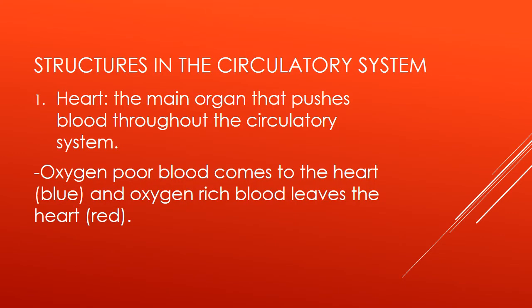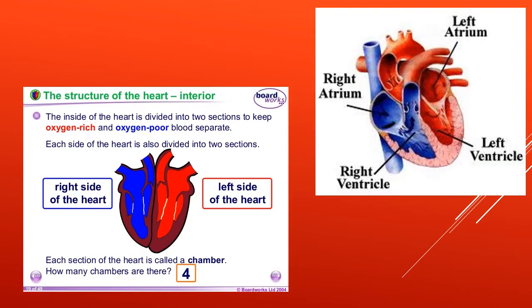All right, there's a couple main structures in the circulatory system, the heart being the main organ that pushes blood throughout the whole system. Again, the oxygen-poor blood comes to the heart, and it's blue, and the oxygen-rich blood leaves the heart, which is red. Here's another diagram just showing you the different blue and red sides of the heart. So the right side of the heart is the oxygen-poor, and the left side is the oxygen-rich. Each of these little sections is called a chamber.